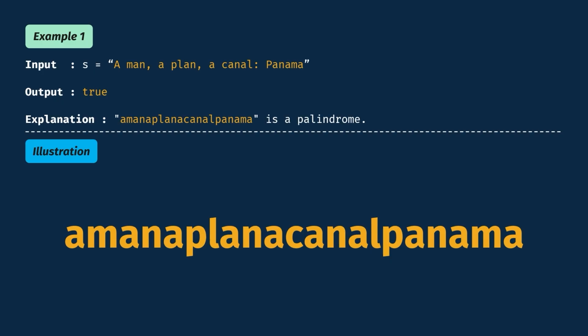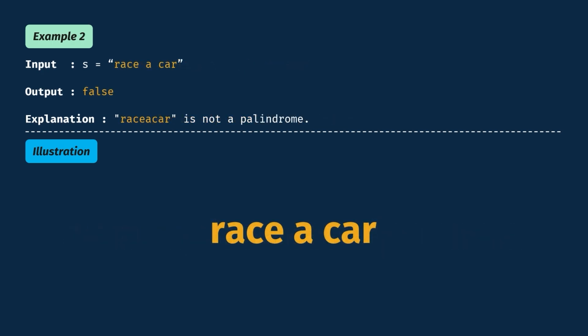Looking at it, we can see that it reads the same forward and backward. To make it clearer, we can even highlight matching characters with the same colors. Since the string is identical in both directions, it is indeed a palindrome, and therefore we return true. Now let's look at our second example to understand what makes a string invalid.